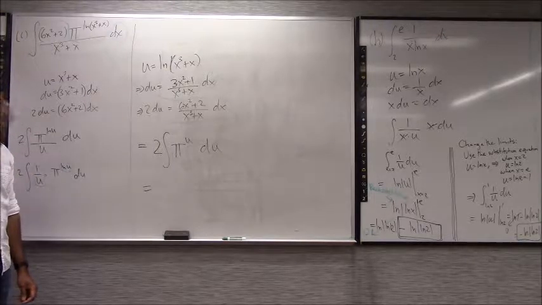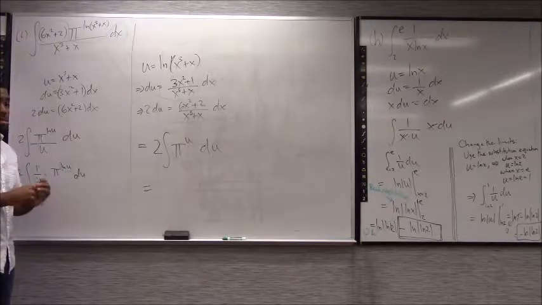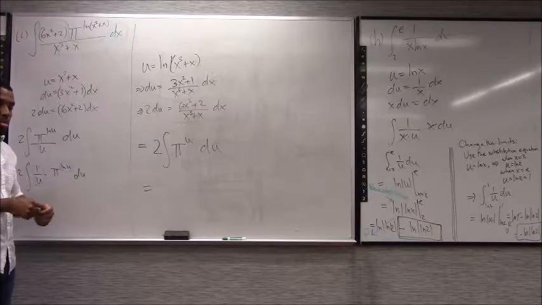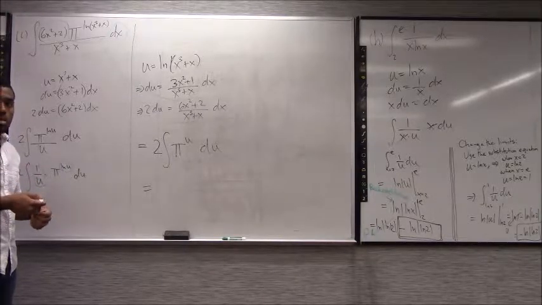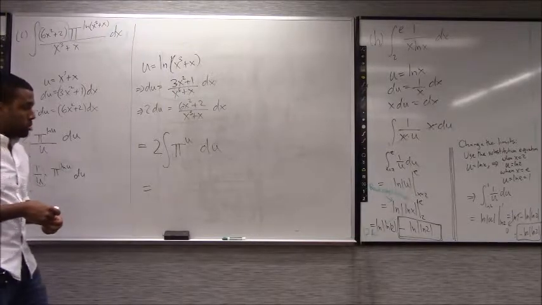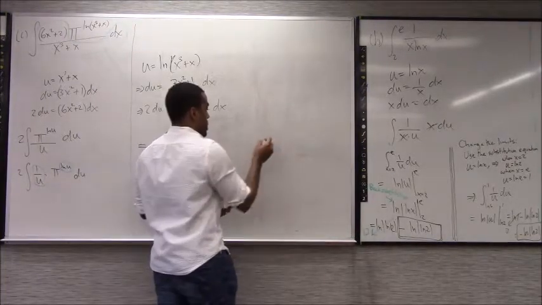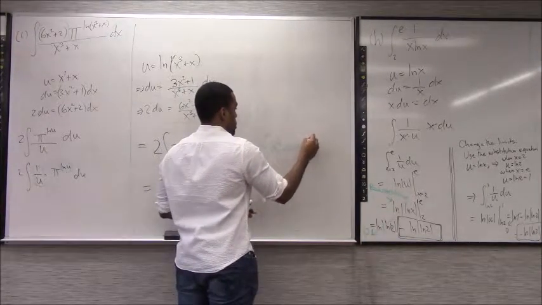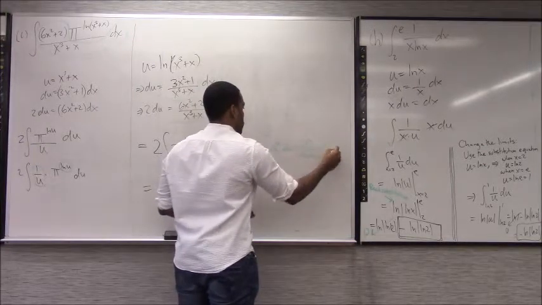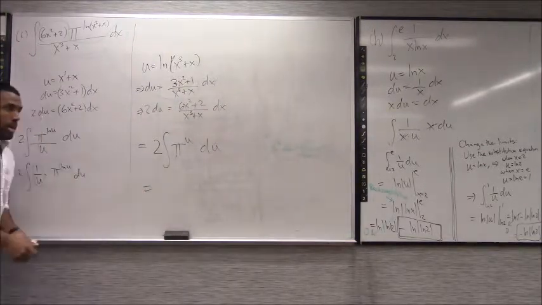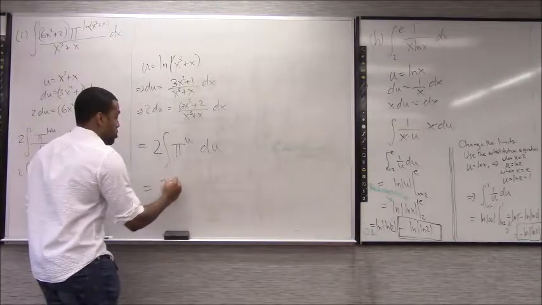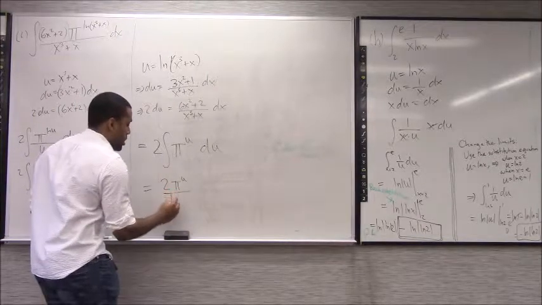To integrate pi to the u, what rule would you use? What kind of looks like pi to the u? Yeah, would it be pi to the u over ln of pi? There's a rule that says the integral of a to the u du is a to the u divided by ln of a. And your a is just a constant, pi is a constant, so that rule applies. So this is just going to be 2 pi to the u divided by ln of pi.